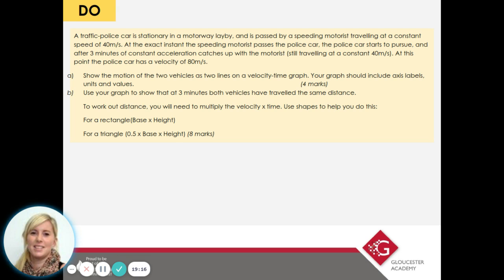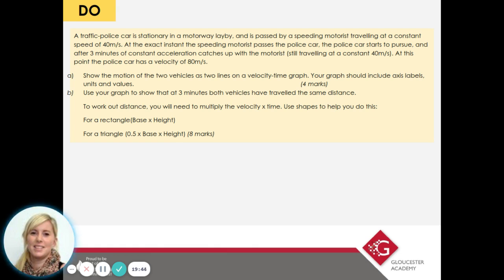At the exact instant the speeding motorist passes, the police car starts to pursue. So it's on the chase now. And after 3 minutes of constant acceleration, so the line's going to be going diagonally up for the police car, it catches up with the motorist still travelling at a constant 40 meters per second. At this point, the police car has a velocity of 80 meters per second. So at 3 minutes, the police car has a velocity of 80 meters per second.